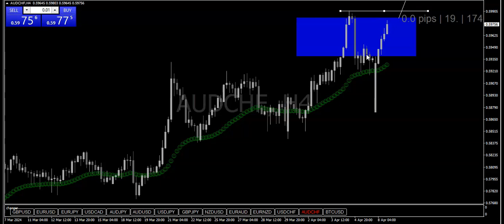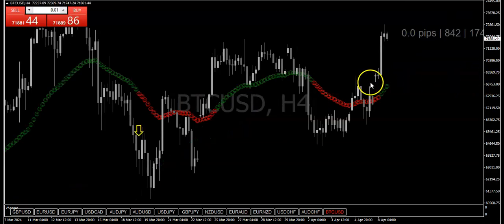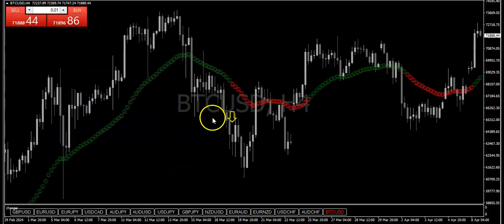Be mindful of it. And the last one is Bitcoin. I think Bitcoin is gonna be coming back down to 66 or 68 to continue up, or we could come back down to take out these lows to 64. But yeah, everything playing out.